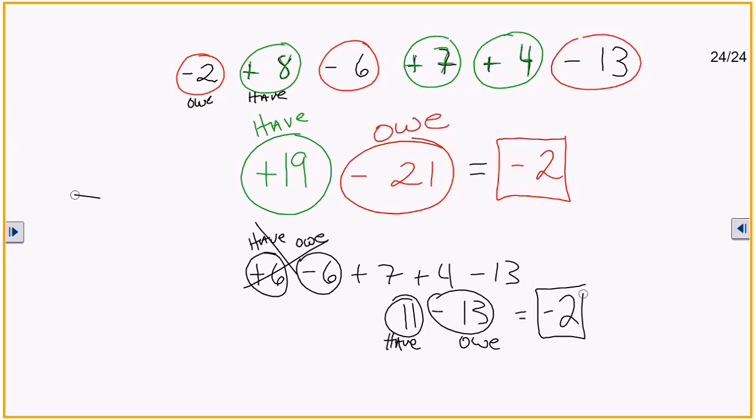So it doesn't matter how you do it. You just need to do it, and you need to remember that if you're dealing with positives and negatives, you're dealing with money. You owe, you have, and two negatives make a positive. And hopefully that will help you with your operations of integers.